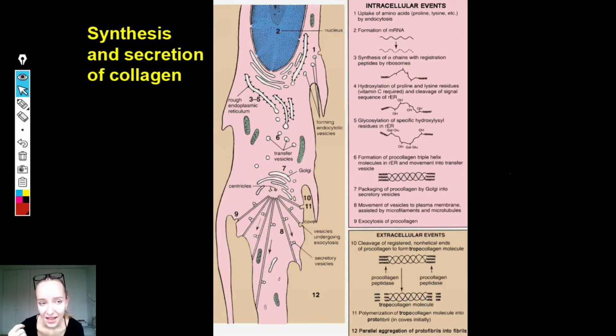So next, let's go for the synthesis and secretion of collagen. Collagen is the most common protein in the human body, of course. And it's a secretory protein, so it's formed on the ribosomes, which are attached to the endoplasmic reticulum. We have some messenger RNA that produces, in the process of translation, a polypeptide chain. And there are some post-translational modifications going on that start on the endoplasmic reticulum itself.